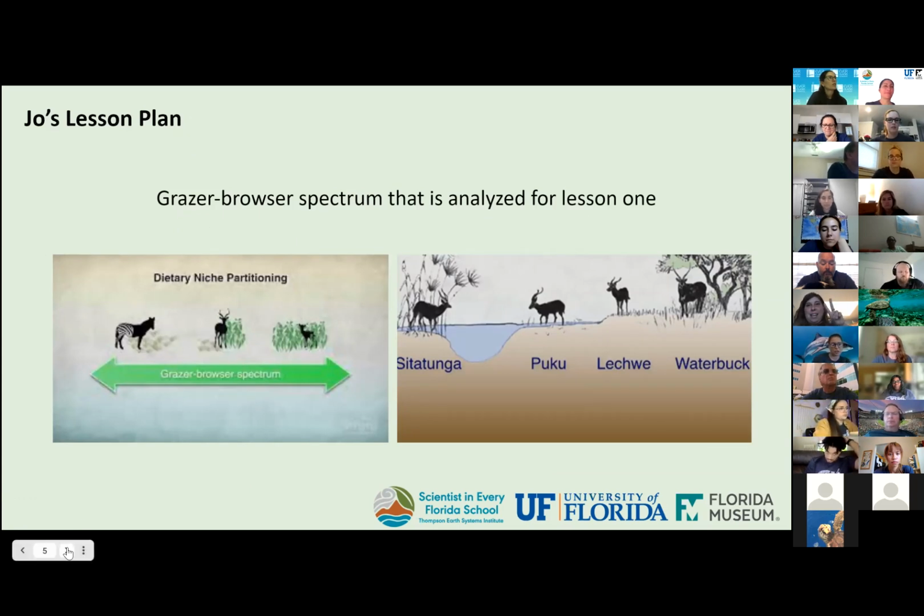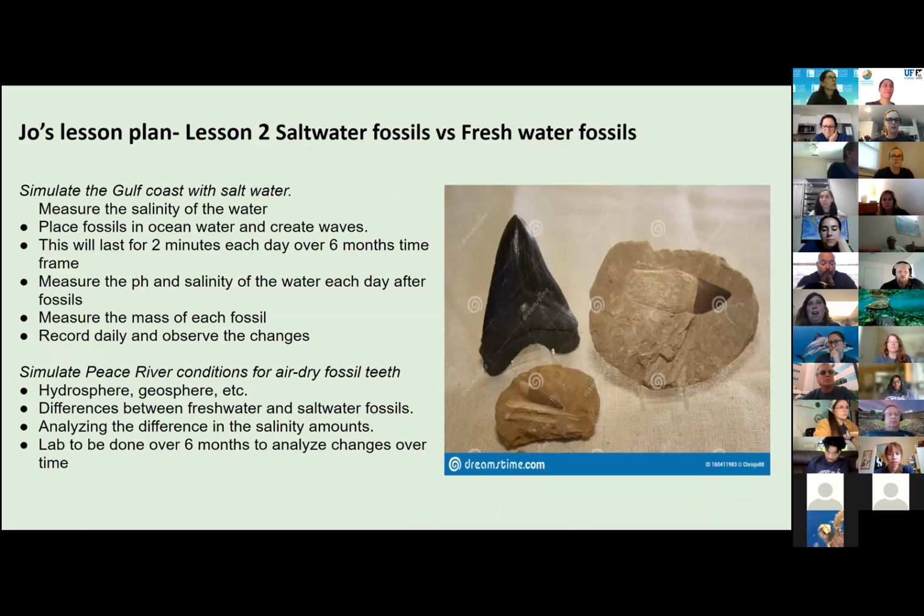And then I have a second lesson, which I built a small one, using just Tupperware, where we're going to be measuring the salinity and pH of the Peace River conditions, and then the Gulf Coast with salt water. So we're going to be doing this over 6 months, putting our, again, this is just salt dough, putting our fossils in here and creating the conditions by moving it around. Sorry, I didn't want to tilt it so that you could see it because I had spilled it.